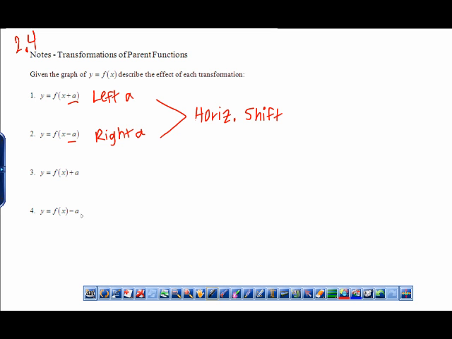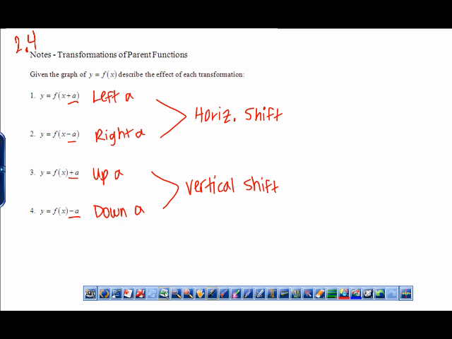However, when the plus a and minus a are not in the main part of the function, where the function is being squared or square rooted or cubed or in the denominator or whatever, these are going to cause vertical shifts. And so the plus a would be what you would think, which is up a, and the minus a is down a. So although the horizontal shift was opposite of what you'd think, for the vertical shift it was exactly what you'd think. Okay, now hopefully these two have become second nature to you.